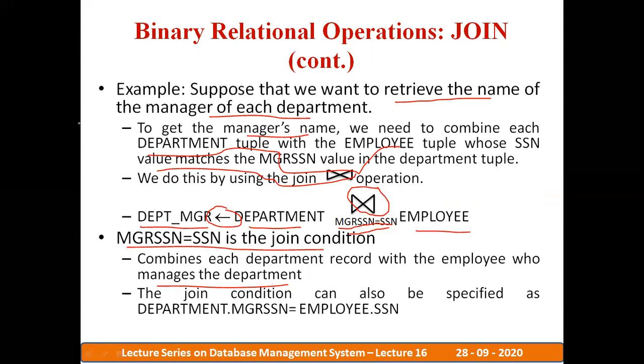The join condition can also be specified as department.manager_SSN. That means we are going to qualify the attribute with the table name. So where are you taking the manager SSN from? The manager SSN is taken from the table called department, and the SSN is taken from the table called employee. So here we are just qualifying; you can also use it directly, that is manager_SSN equals SSN. That is also fine, or you can qualify. Qualifying the attributes is necessary whenever the joining attributes are the same in both tables.